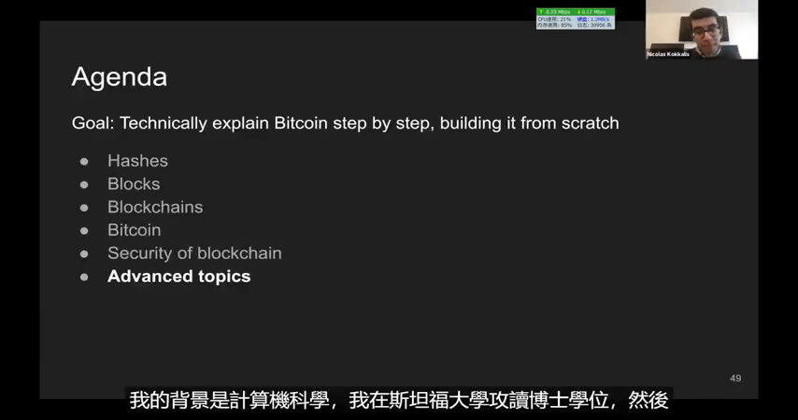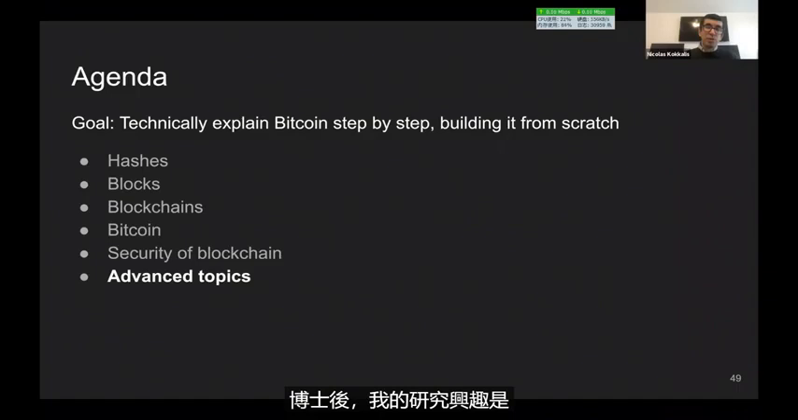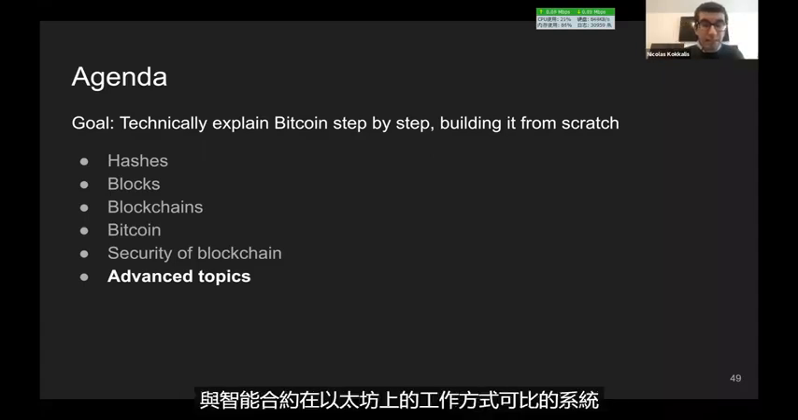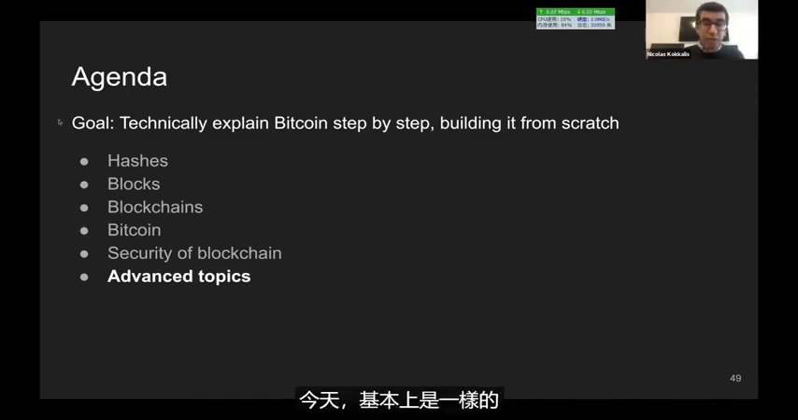My background is computer science. I did my PhD at Stanford, and then a postdoc. My research interest was in fault-tolerant distributed systems. My first thesis was a system that was comparable to how smart contracts work on Ethereum today.